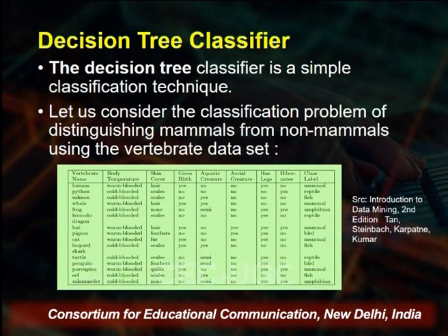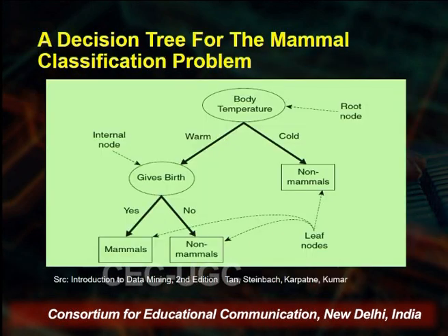So if you look at this table, in which we are trying to distinguish between mammals and non-mammals, we have certain attributes which are given to us. Out of these attributes, certain attributes will be used for classifying a particular organism as being a mammal or a non-mammal.